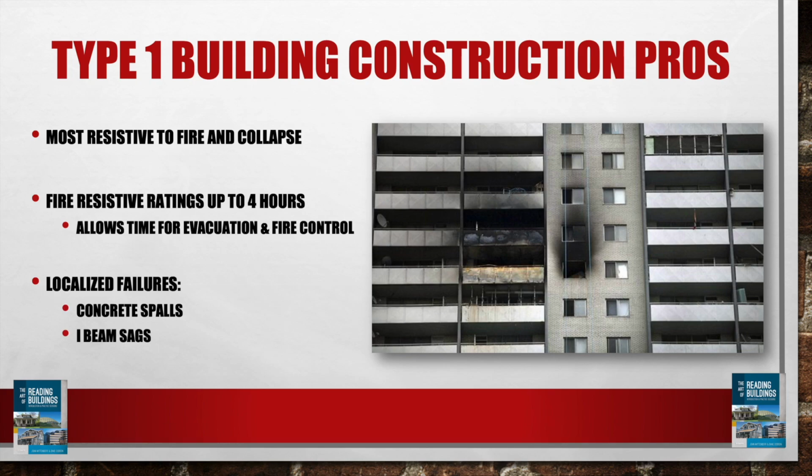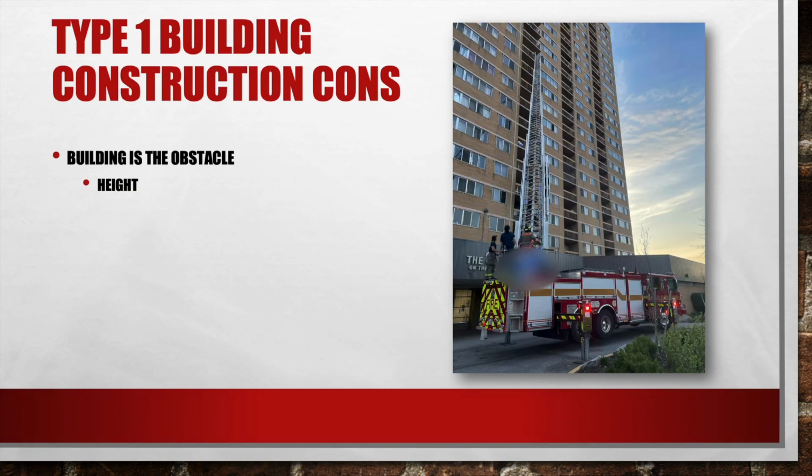A lot of times there'll just be localized failures from fire, which could be concrete spalling, or it could be an I-beam which essentially has lost its fire rating and has started to sag. Now, some cons of type 1 building construction could be the building height itself. So the building now becomes the obstacle.